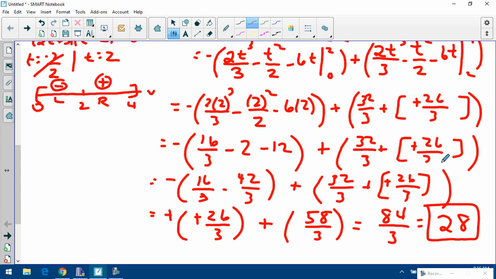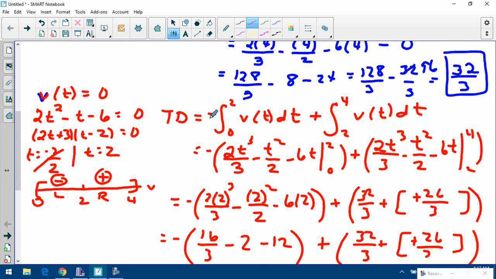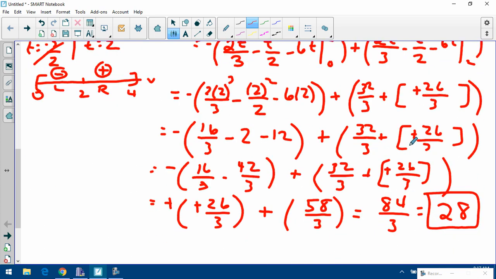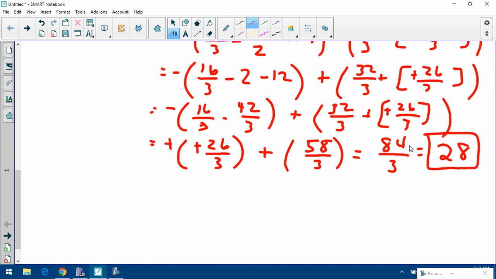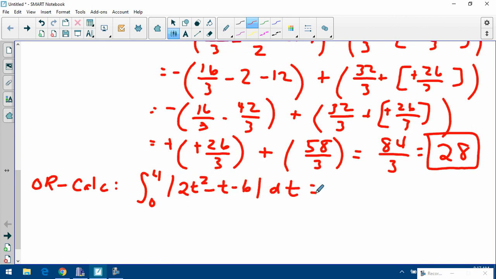All right, so hopefully the concept isn't too difficult. The algebra is a little bit obnoxious. Remember, if you have a calculator, there's an easier way to get total distance. What can you do if you have a calculator and want to find total distance? Right, absolute value. So if I just did the integral from 0 to 4 of the absolute value of that velocity, 2t squared minus t minus 6 dt, we should get 28 also.